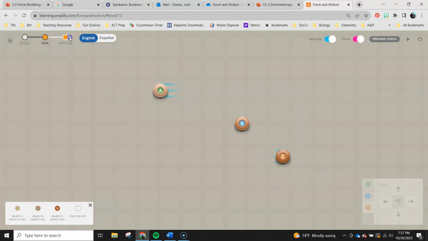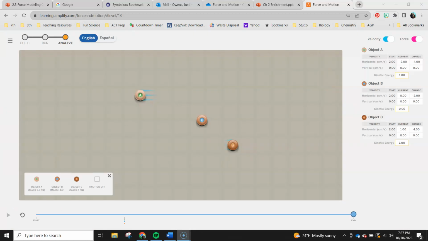So let's look at the exact analysis of this. Puck A was moving 2 and then turned around and was moving 2 in the opposite direction. So that was a change of 4. Puck B was at 2, and then it stopped moving again. Remember, this represents our normal pod, our normal mission. And then object C was moving 2, and then was moving 1, so it just slowed down by 1 centimeter per second.